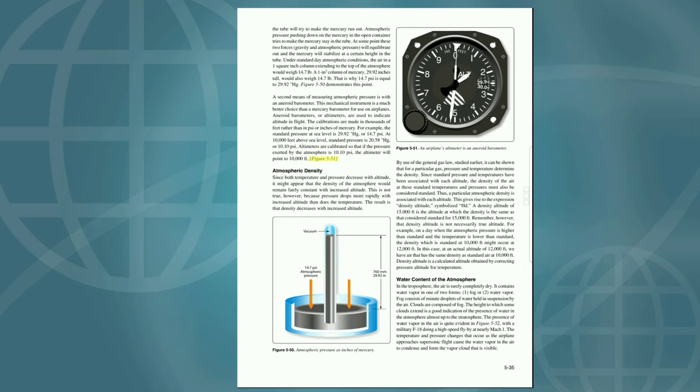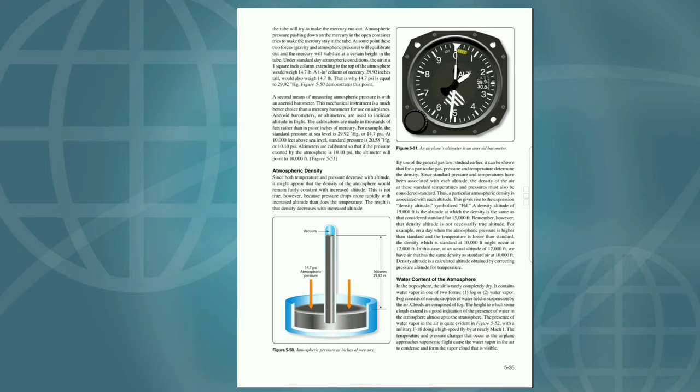Figure 5-51, atmospheric density. Since both temperature and pressure decrease with altitude, it might appear that the density of the atmosphere would remain fairly constant with increased altitude. This is not true, however, because pressure drops more rapidly with increased altitude than does the temperature. The result is that density decreases with increased altitude.